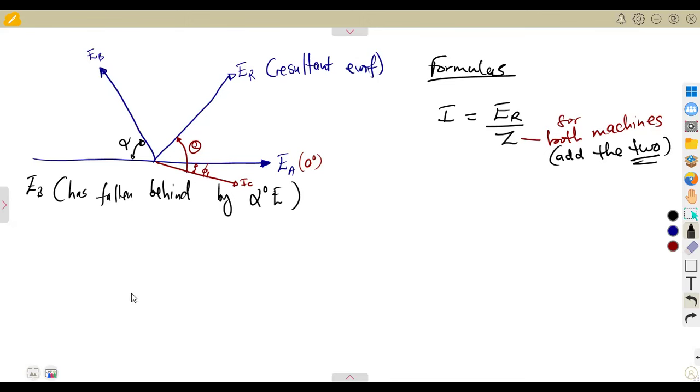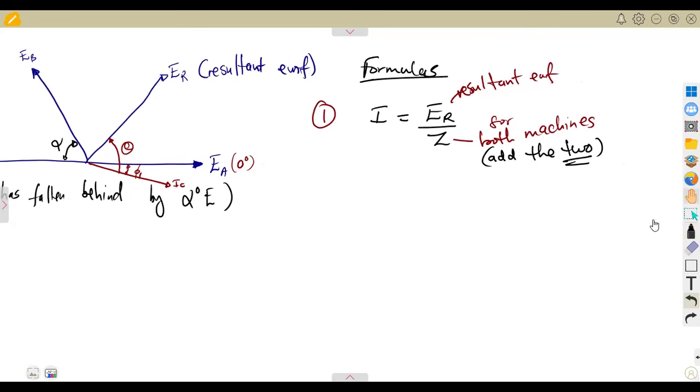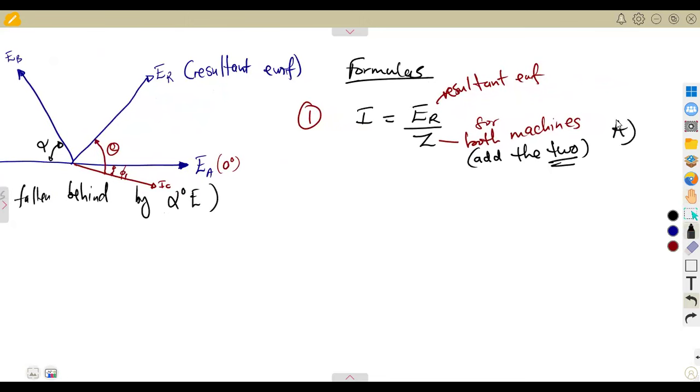So we consider ER, remember we said this is our resultant EMF from this part. That is giving us the current. And remember, our current is measured in what? In amps. So this will give us the current.